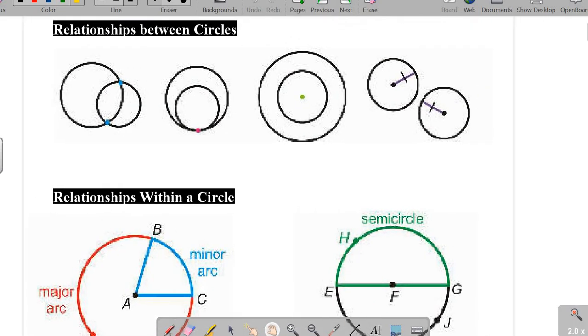Basic terminology. This illustrates an intersection of circles from the outside, and this would be an intersection from the inside. So both of those are intersection.